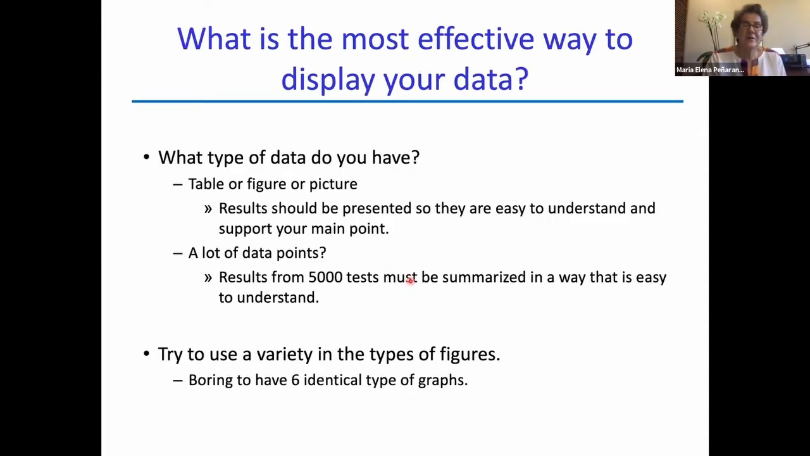So how do you display your data? What type of data you have, tables and figures or pictures. The results should be presented so that they're easy to understand and support your main point. A lot of data points, results from 5,000 tests, must be summarized in a way that is easy to understand. And I will show you different examples for these choices.